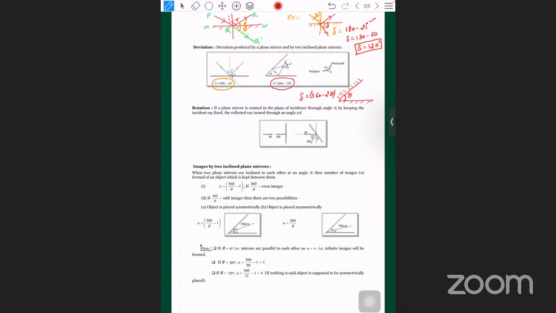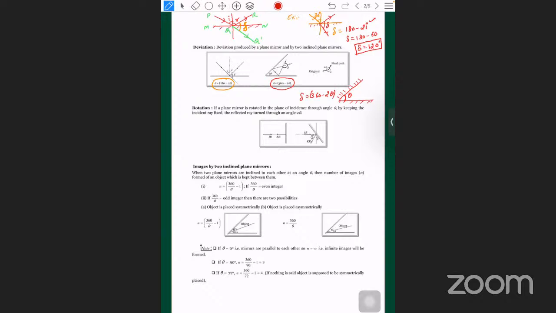Please be very careful here, students. In this case, the angle of deviation does not depend on the angle of incidence. When two mirrors are inclined by an angle theta, deviation is given by 360 minus 2 theta. It doesn't depend on the angle of incidence. Even if you incident at 10, 20, 30, or 40 degrees, irrespective of changes in the angle of incidence, the deviation will not change. The deviation will remain the same. So what is the deviation? 360 minus 2 theta.